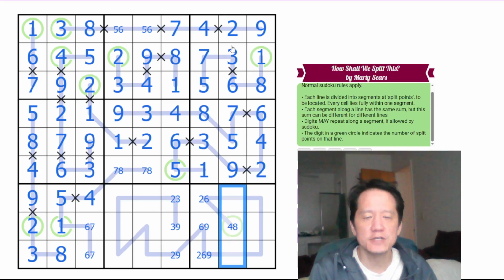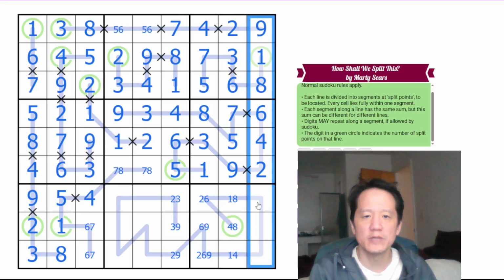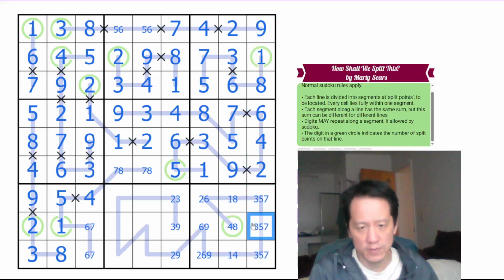The remaining digits in column 8 are 1, 4, 8. This is 1 or 8. This is 1 or 4. And this is 4 or 8. And the remaining digits in column 9 are 3, 5, and 7.